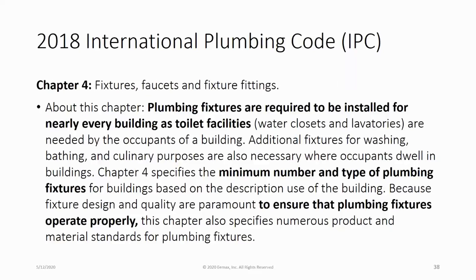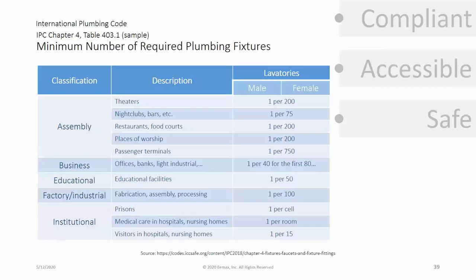So 2018 IPC Chapter 4, Fixtures and Faucets and Fixture Fittings. What this does is it sets the minimum requirement for the number of fixtures based on the classification of the building and the number of fixtures per person. I will tell you, I'm kind of new to this section of the code, but it was kind of alarming when I saw how low these numbers are.